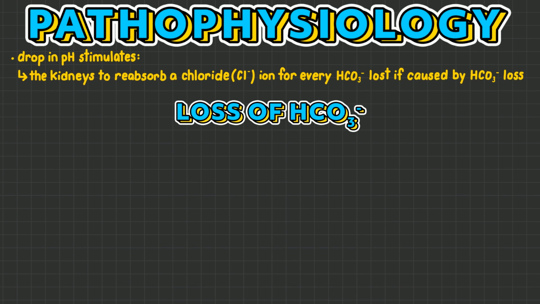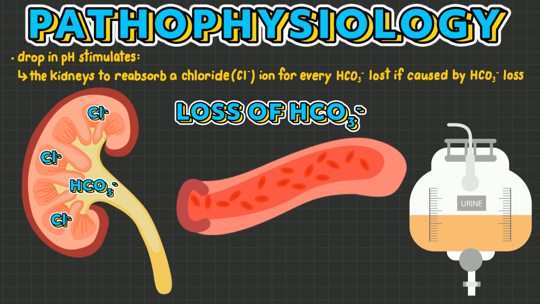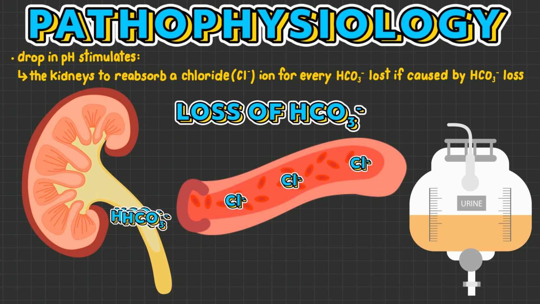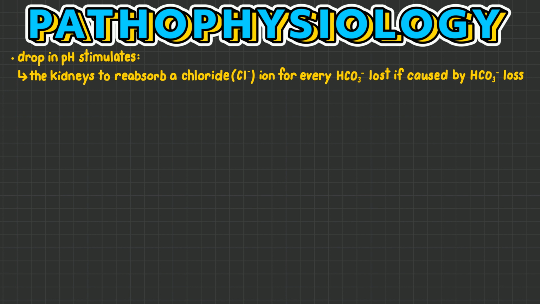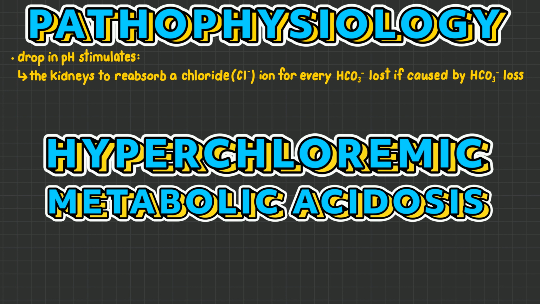And finally, if bicarb loss is the cause of metabolic acidosis, the kidneys are stimulated to reabsorb an equal amount of chloride, a weak alkaline ion, for every bicarb lost to regulate blood pH. This type of acidosis is called hyperchloremic metabolic acidosis.